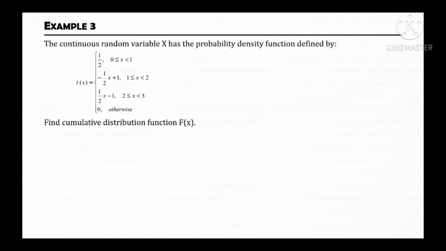Example 3. The continuous random variable x has the probability density function defined by f(x). Find the cumulative distribution function F(x). So we have intervals 0 to 1, 1 to 2, 2 to 3. From 0 to 1, the function is 1 over 2. From 1 to 2, the function is negative 1 over 2 x plus 1. From 2 to 3, the function is 1 over 2 x minus 1.